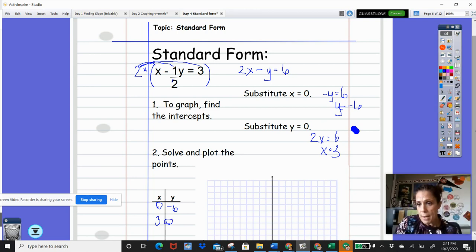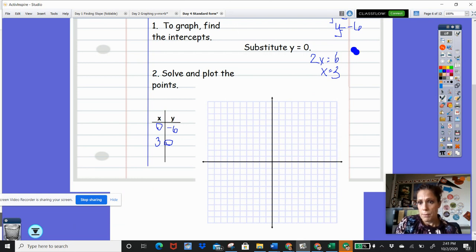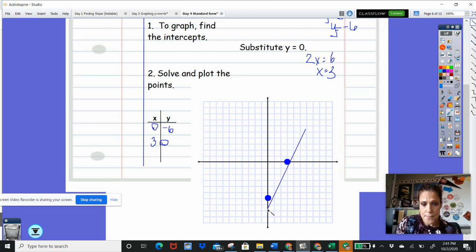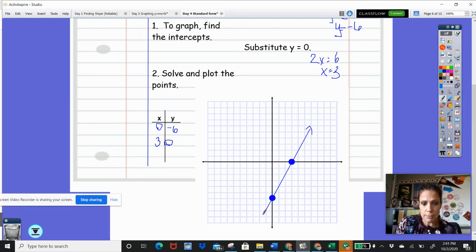So when you go to plot them, I can plot those two. I have 3, 0 as my x-intercept, and 0, negative 6 as my y-intercept, and then I can connect them. So that's how you do it, just in case your formula does have a fraction in it.